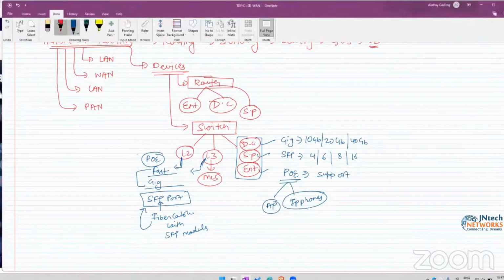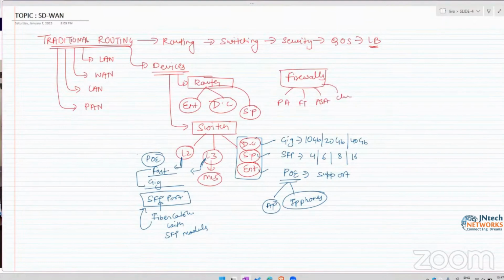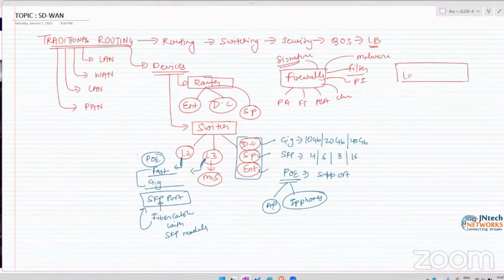Now the next device in traditional routing: we are using firewalls. These firewalls are multi-vendor: Palo Alto, Fortinet, ASA, and multiple Checkpoints we are also using. Now this firewall we use to filter, for packet inspection, or malware analysis. If you want to check a signature, you can use it. Now, one more device is available. It's called a load balancer. Why do we use a load balancer? To distribute data traffic.